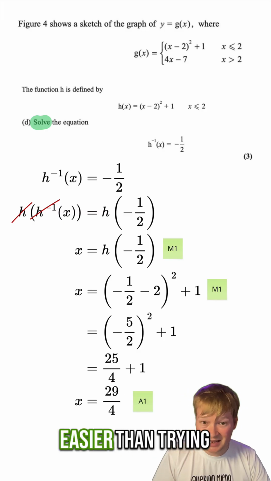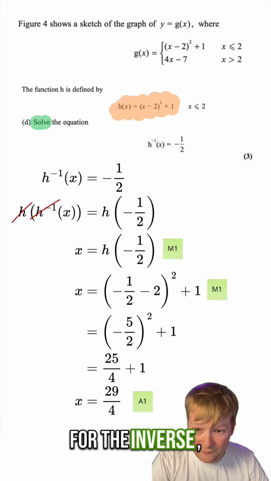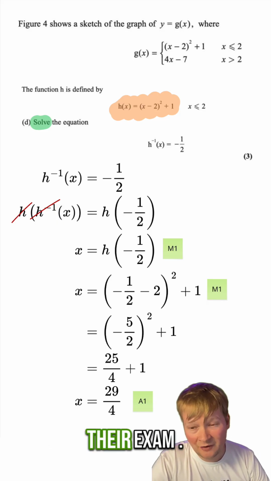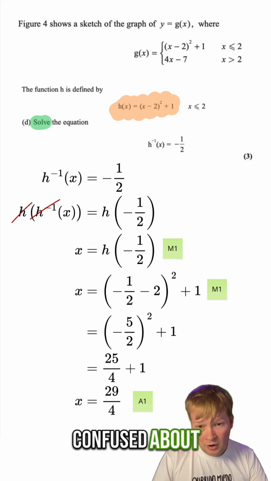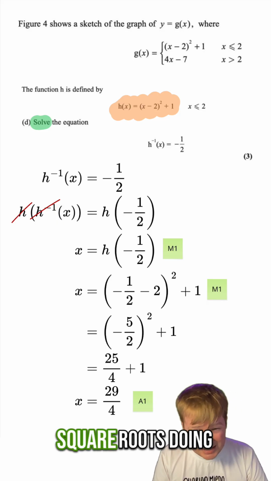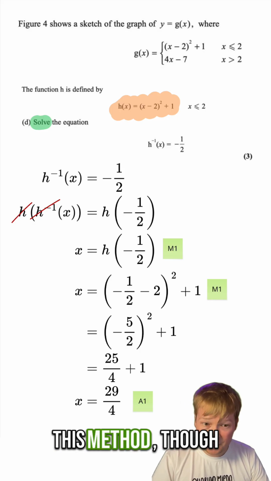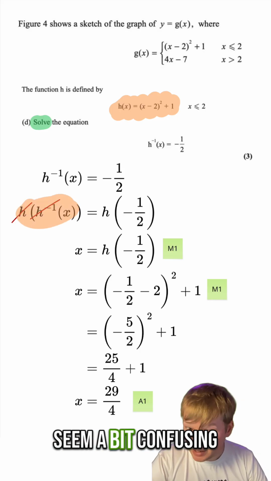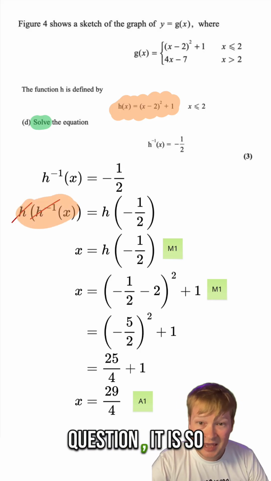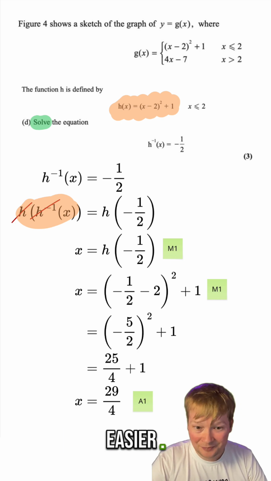That's so much easier than trying to find an equation for the inverse, which many students try to do in their exam, and they got a bit confused about what to do about plus or minus signs when they take square roots. This method, though if you've never seen it before, might seem a bit confusing at first, but actually for this question, it is so much quicker and easier.